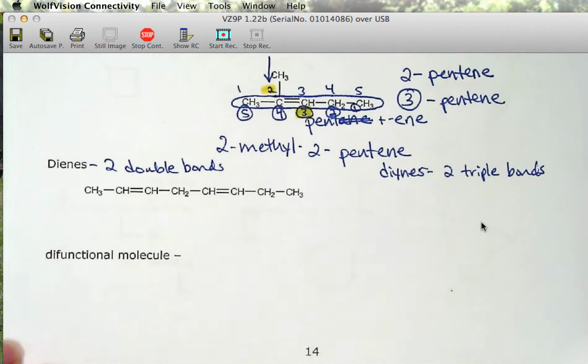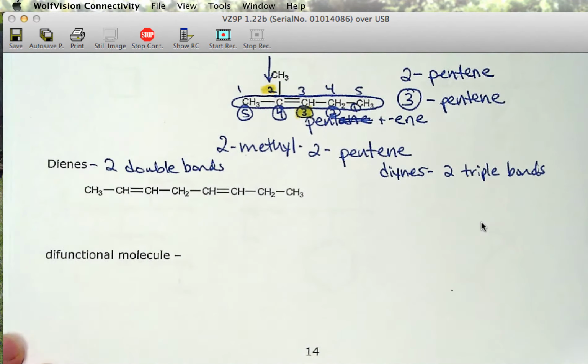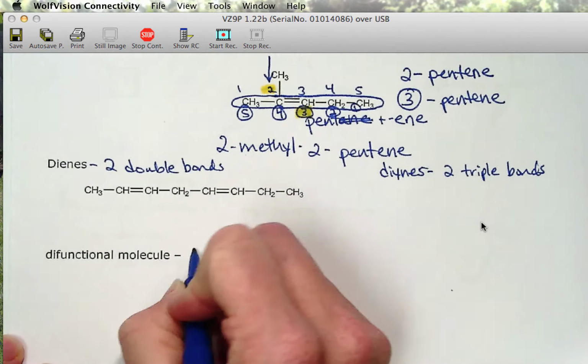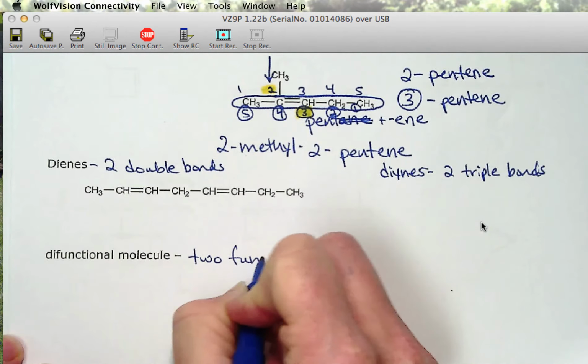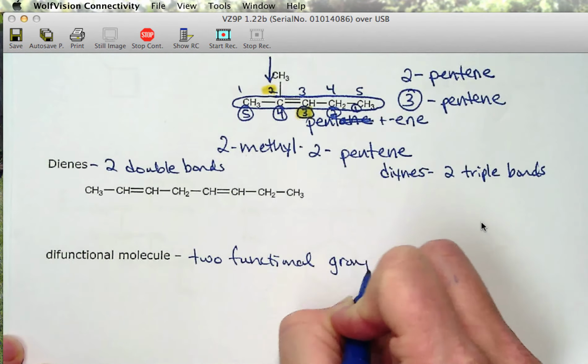With dienes, a diene is what is considered a difunctional molecule. So you have 2 functional groups in the same molecule.